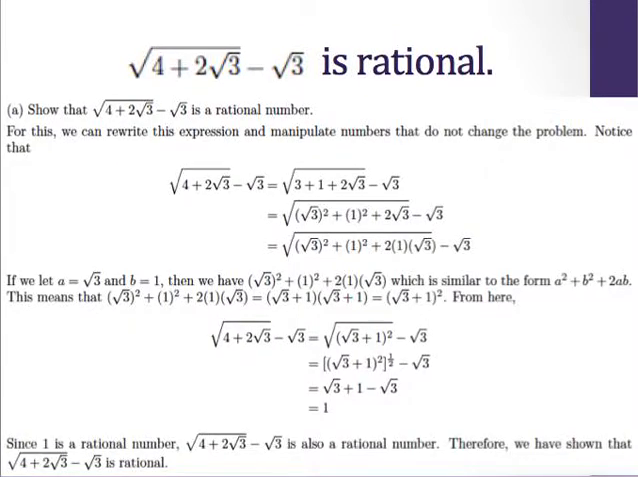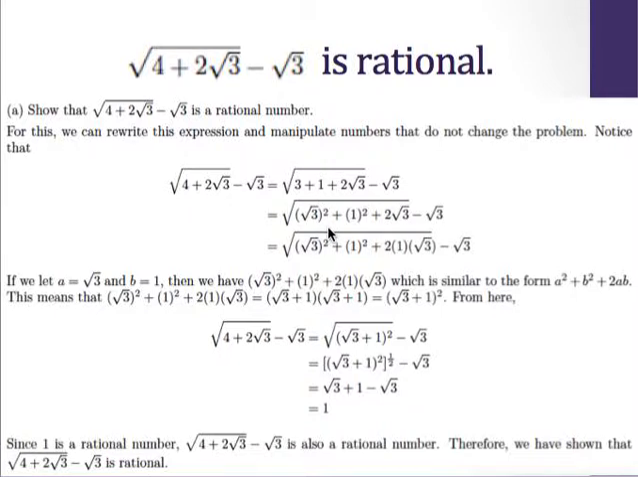Just for fun, I went ahead and solved this using a different method by manipulating terms in each of the expressions to also show you how these are rational numbers. So what we're going to do is first start by rewriting the square root of 4 plus 2 square root of 3, minus the square root of 3, by rewriting the 4. So we're going to change that to 3 plus 1, since 3 plus 1 is also 4.